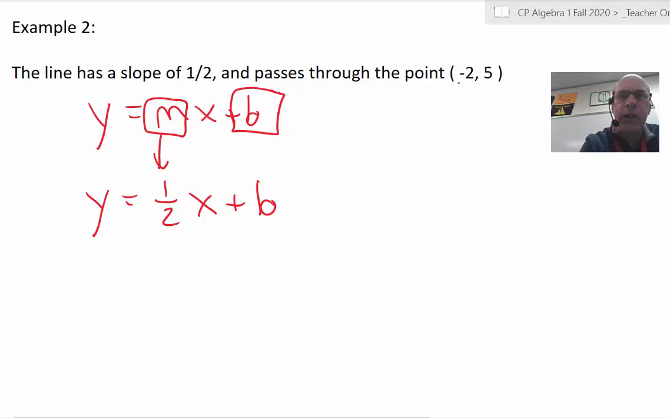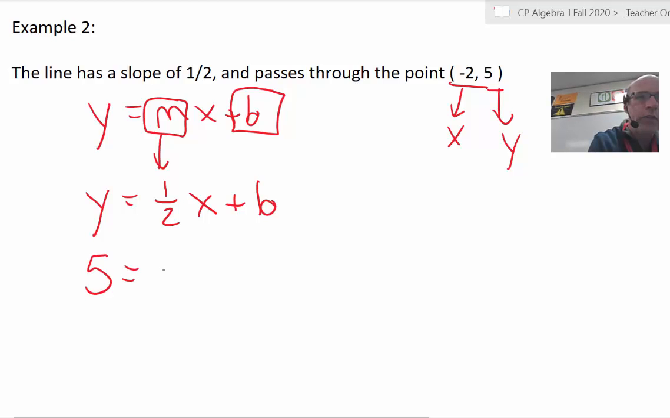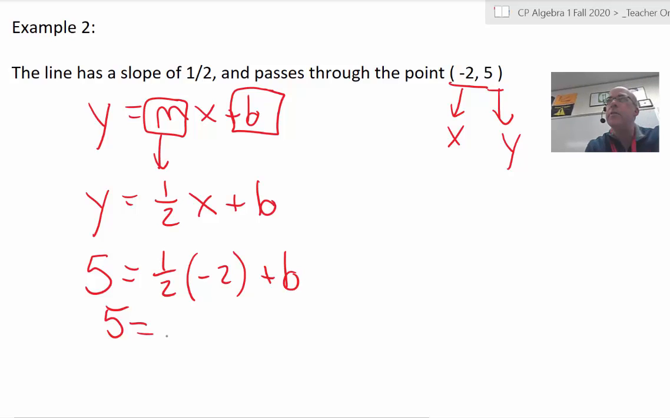I'm going to do that by plugging in these two numbers for x and for y, -2 and 5, because that's an xy pair they have given me here. So I'm going to plug those in. So y I'm going to use as 5 equals 1/2 times -2 plus b. So 5 equals, well, 1/2 times -2, that's half of -2. That's -1 plus b. I just need to figure out what b is.